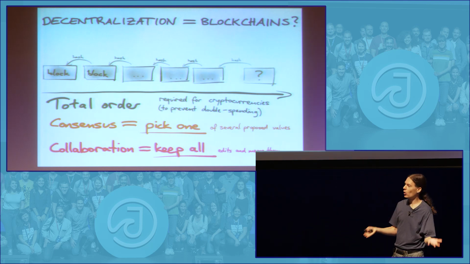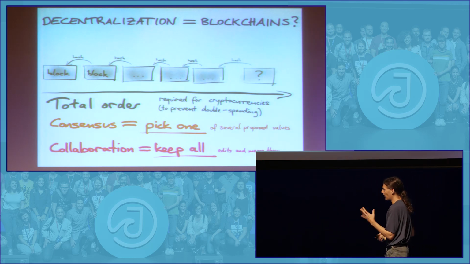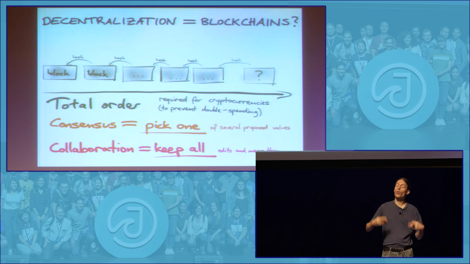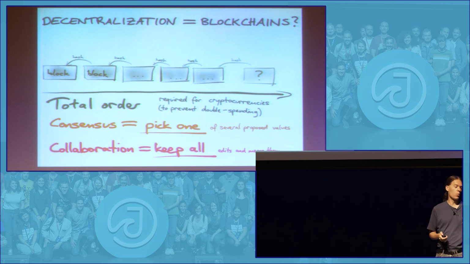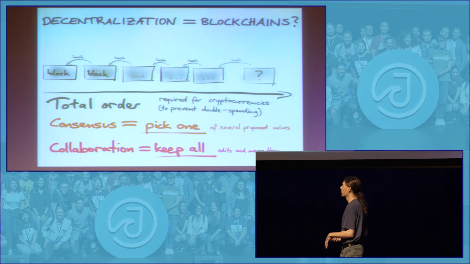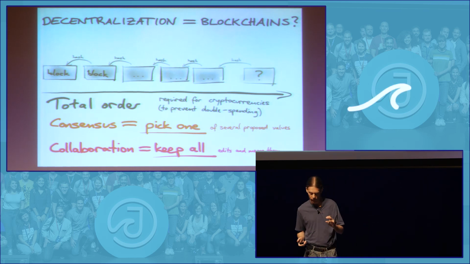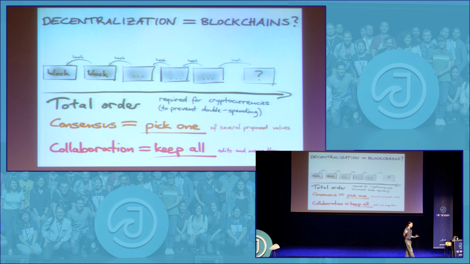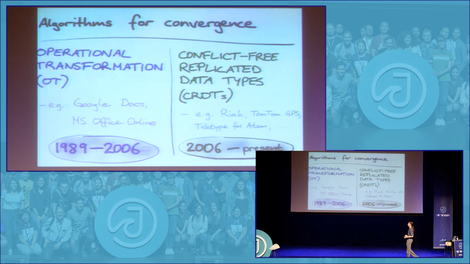And this is exactly what we don't want of a collaboration system. In collaboration, what we want to do is keep everybody's edits and merge them together. So we don't want consensus. What we want is something called convergence, which ensures that everyone ends up in the same state, but without throwing away data. So this is an important principle, and this is why blockchains don't really apply to these collaboration systems, because they're solving an entirely different problem.